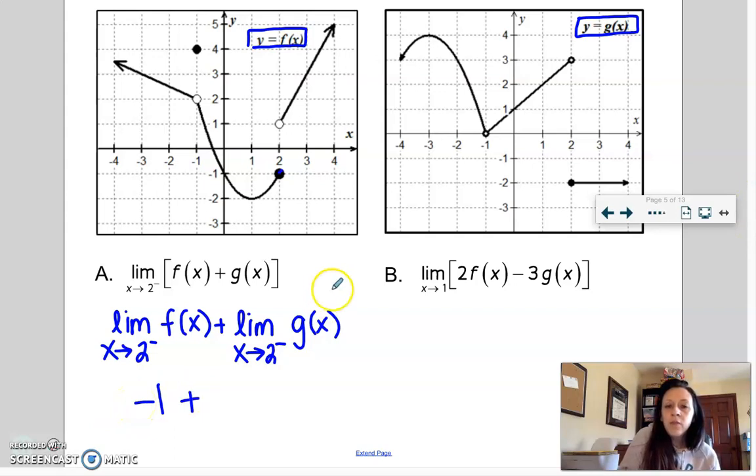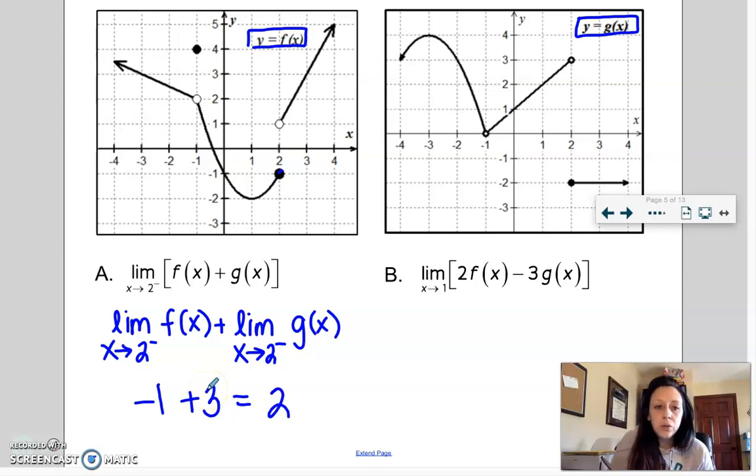Okay, and then for g of x, we're also going to approach 2 from the left side. So 2 from the left side looks like it's getting closer to 3. And now you can add the answers, so your limit would equal 2.